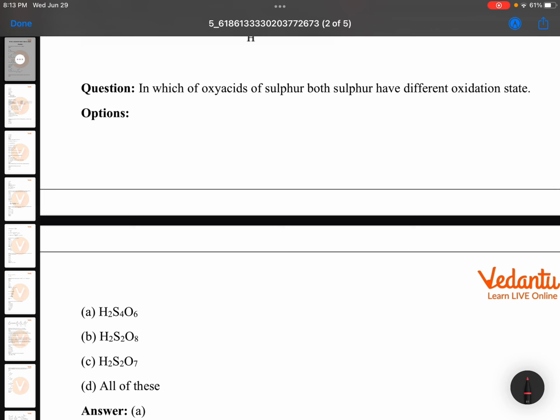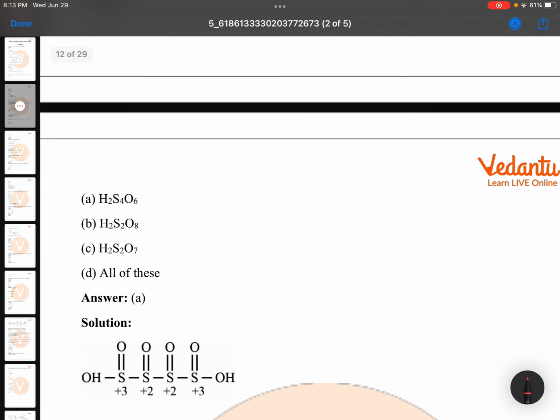In which oxo acids of sulfur do both sulfur atoms have different oxidation states? You can see H2S2O6, its structure is like this, and these two sulfur atoms. Okay. H2S2O8, H2S2O7. I will give you all the structures, it won't take much time. Double bond O, double bond OOH. It is called Marshall's acid, where both sulfur atoms are with +6 oxidation state.